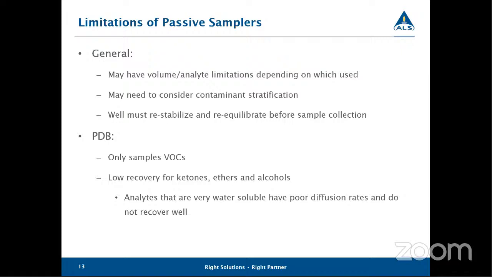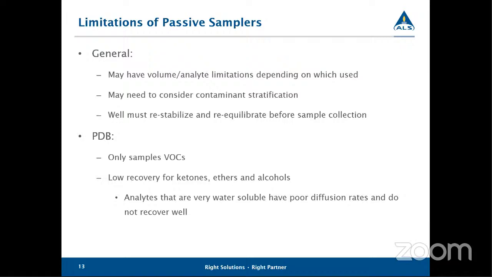In general, you do need to consider contaminant stratification. This was touched on as a benefit, and it is something to be considered as well. As far as a limitation, you are screening a specific interval that the passive sampling device is hung in. And of course, we do have to wait for them to restabilize and re-equilibrate before sample collection. So it does require a little bit of forethought and planning in terms of proper timing of deployment, so that when you are ready to actually collect the sample, the equilibrium has been reached within the passive sampler, so you are getting a representative sample.